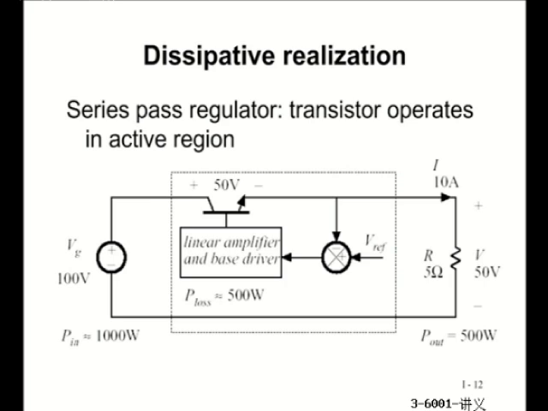So the power loss on this transistor is 50 multiplied by 10, 500 watts. Exactly 50% of the input power is consumed by the converter itself. So the efficiency is still 50%. Too low efficiency.